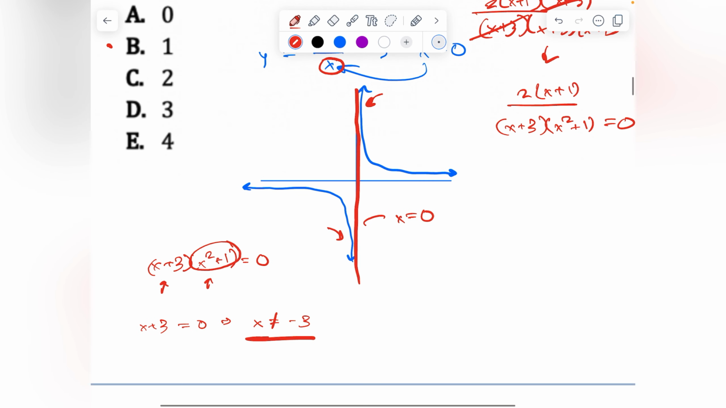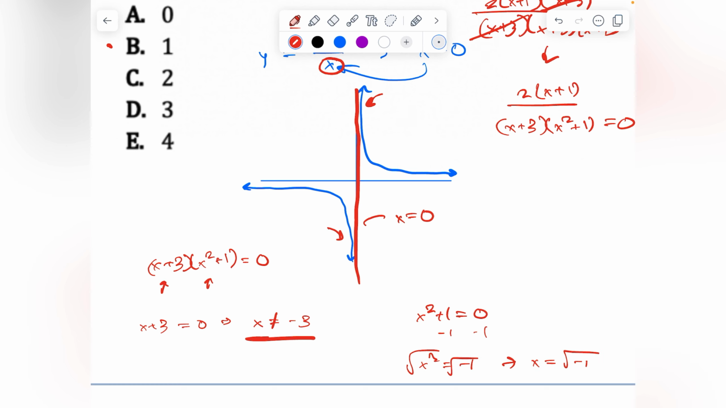Now, this factor, x squared plus 1 equals 0. Let's try to solve it. x squared equals negative 1. Take the square root. x equals the square root of negative 1, which you cannot evaluate either, which means this does not give you any asymptotes. If you graph x squared plus 1, I think it would look something like this. There's no x-intercept, so there's no point where the y value equals 0. Okay? So you have one asymptote.